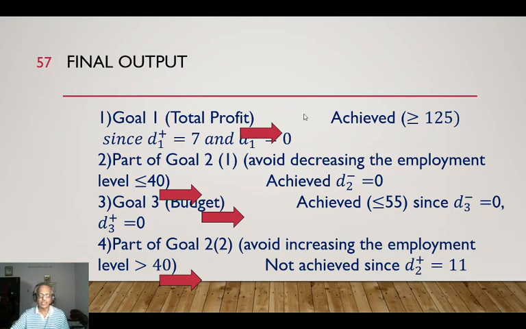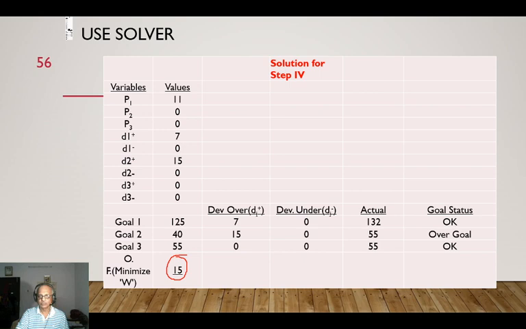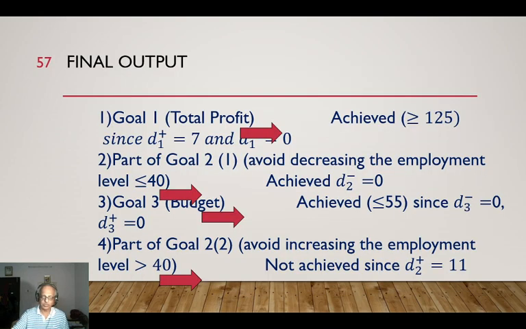We are within the budget. So goal 1 is achieved. Part of goal 2, avoid decrease in the employment, achieved. Goal 3 achieved, budget. And part of goal 2 to avoid increasing the employment level greater than 40, not achieved, since D2 plus equal to 15 actually, so it's over by 15.